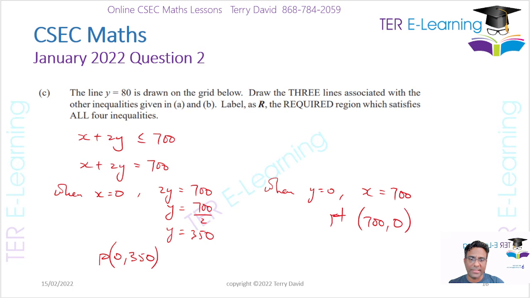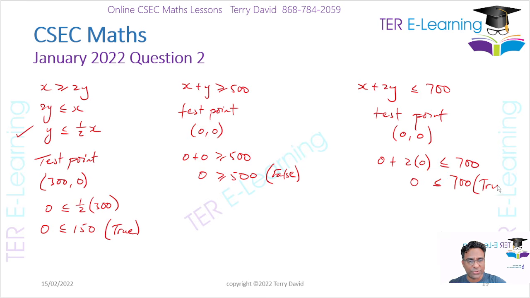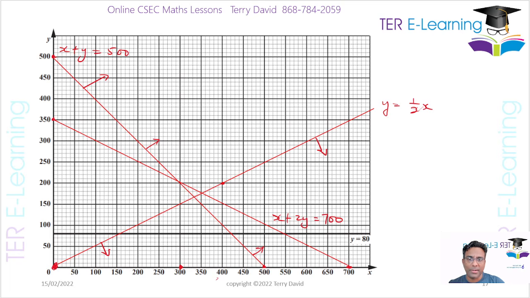My third inequality is x plus 2y is less than or equal to 700. So I'm going to select a test point again. The easiest point to choose is 0, 0. Once it's not on a line, you can choose that as a test point. So 0 plus 2 times 0 is less than or equal to 700, so therefore 0 is less than or equal to 700. And basically that's true. So if I look at the line x plus 2y equals 700, I should be shading this way. That is where I should be shading.